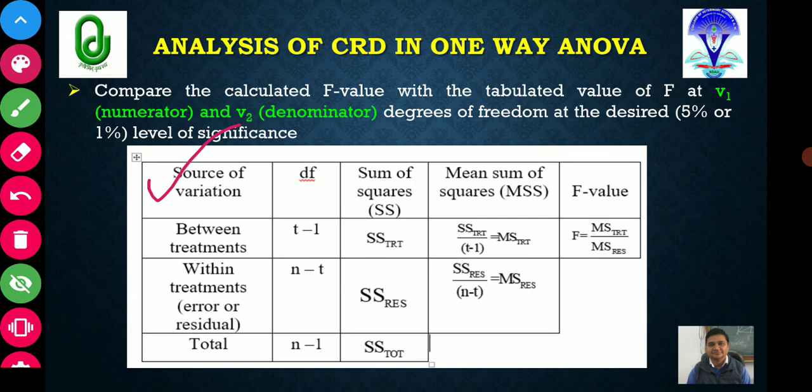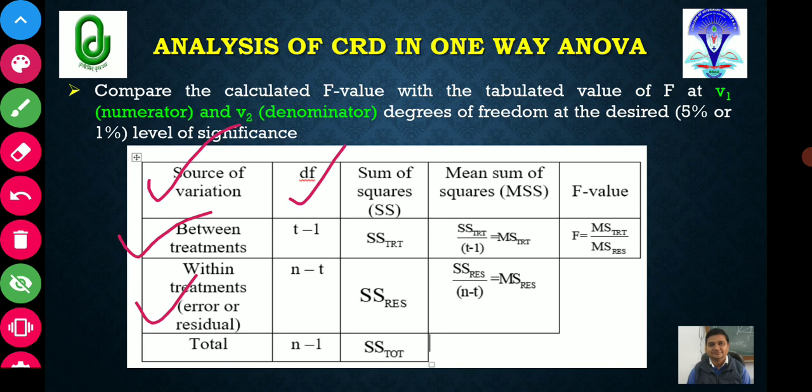So what are the sources of variation? The first source is treatments. What is the variation between treatments? Suppose for a particular treatment T1, if you give T1, what will be the variance? And if you give T2, what will be the variance? So you have to find out the between treatment variance, and then the within treatment variance. In the second column, you have to write the degrees of freedom, DF. I have already told you about degrees of freedom. This is the number of restrictions that we are applying.